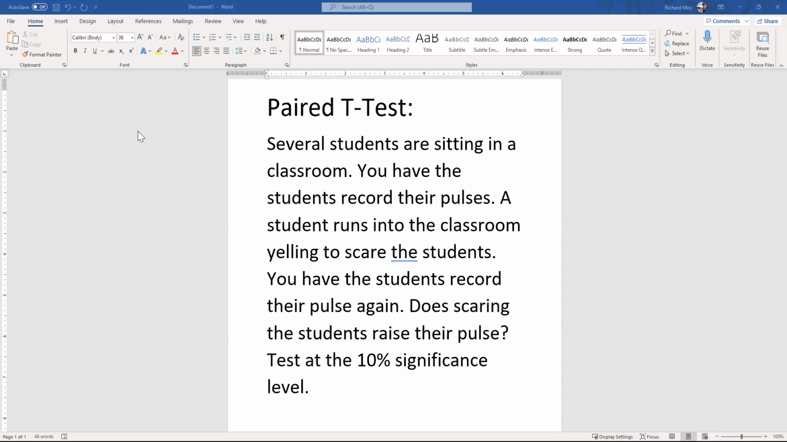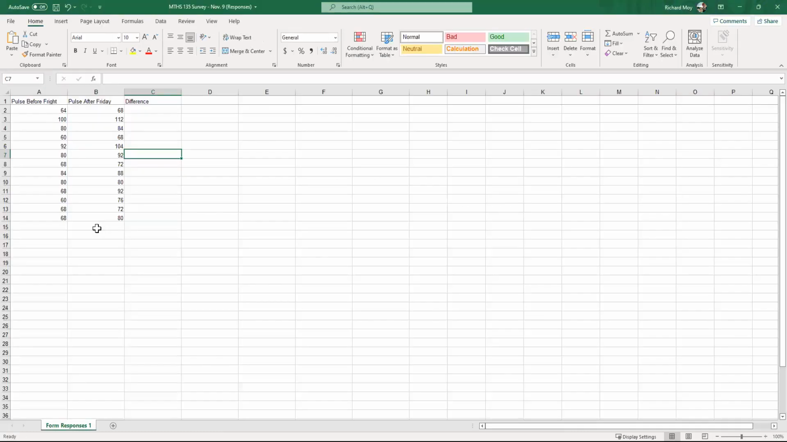So the hypothesis we're going to test is, does scaring the students raise their pulse? We're going to test at the 10% significance level. So let's take a look at our data, and this is a pretty classic paired t-test. Our data is going to fall into two categories, before and after, and we have 13 individuals in our study. We have their pulse in the first column from before they got scared, and the second column afterward. That is, you can pair their data, the before and the after. And it's used in lots of applications.